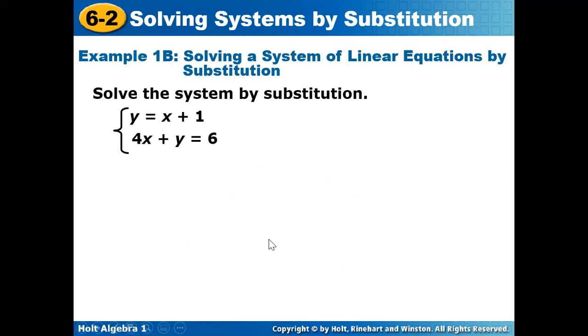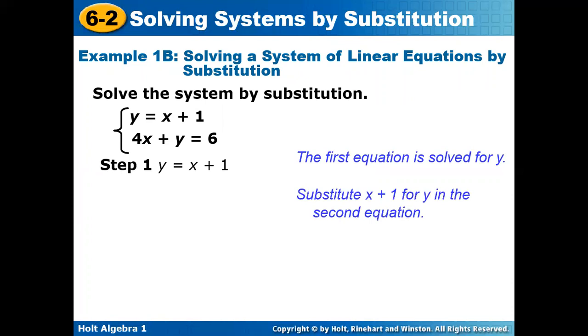All right, we are going to do the same thing. We're going to solve this system by substitution, algebraically. Once again, your first step is to make sure you solve at least one equation for one single variable. This is already done for us. We know that y equals x plus 1. So now we're going to take everything that y is equal to, x plus 1, and we're going to plug it into this equation where we have y written. Plug that in. See, 4x plus x plus 1 equals 6.